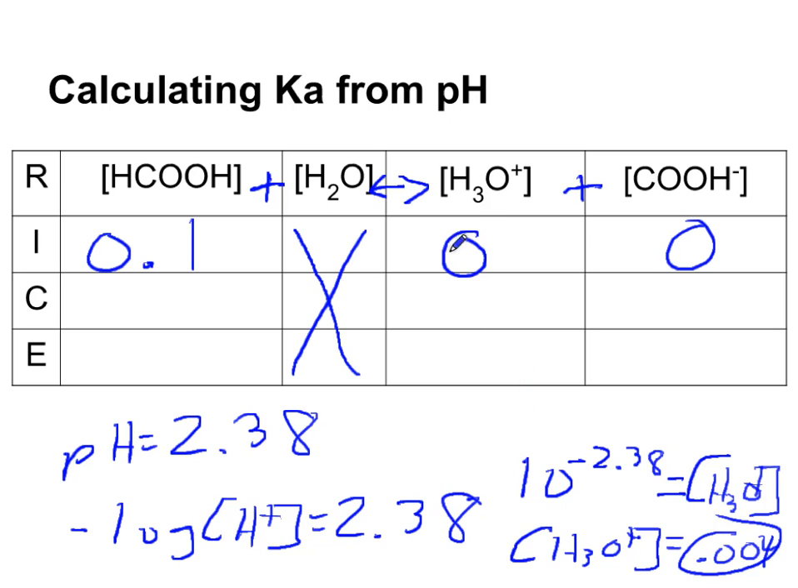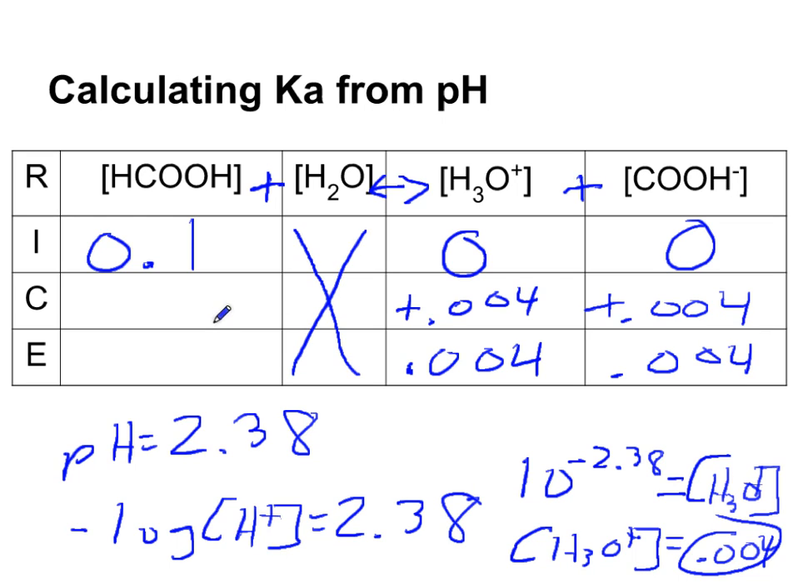So we're going to take that and plug it into our RICE table. At equilibrium, the hydronium concentration is 0.004. So obviously this is a change of plus 0.004. And looking at our balanced equation, everything's got a coefficient of 1. So we can put plus 0.004 here, and at equilibrium it's 0.004 for the conjugate base. So that means that the initial concentration is going to decrease by 0.004. So at equilibrium, we're left with 0.096 as our equilibrium concentration of the weak acid.